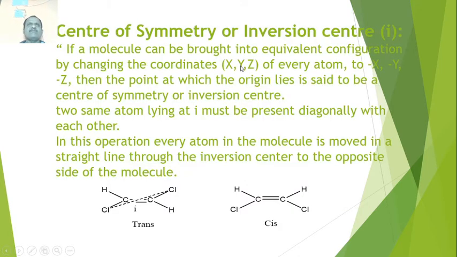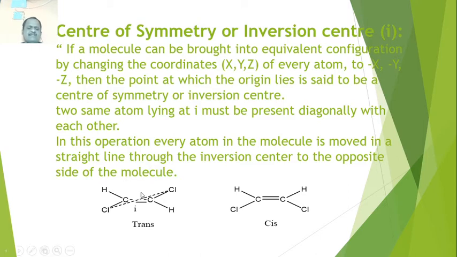So let me begin with the first symmetry element, that is the center of symmetry, or the inversion center. As I said, the word inversion means opposite, and center of symmetry is nothing but what I told you a few minutes before: when you perform any operation through a point, that point is generally called a center.